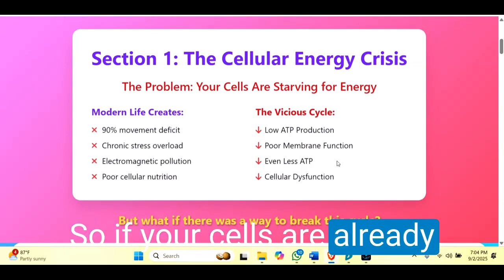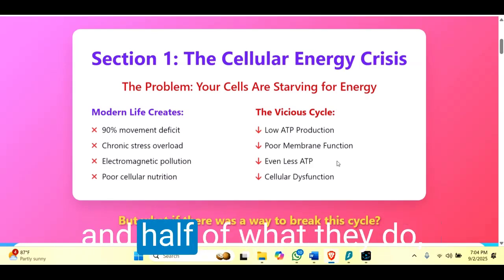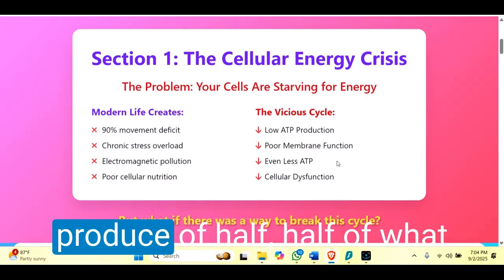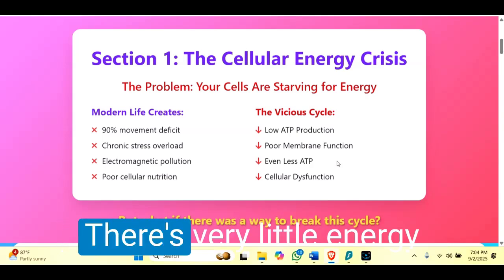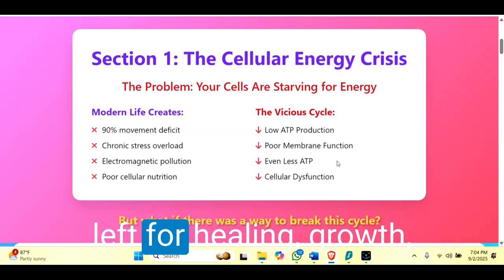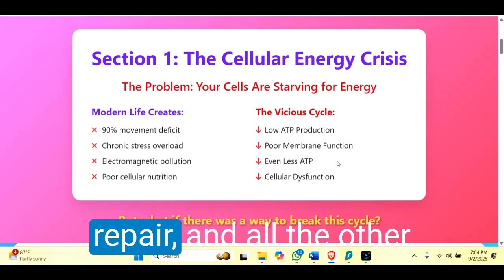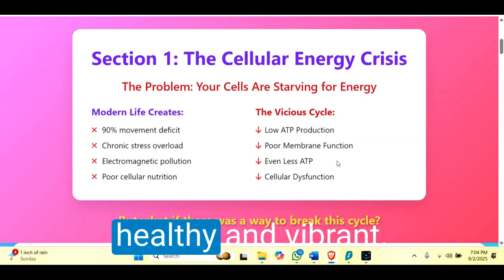So if your cells are already struggling to produce ATP, and half of what they do produce gets used just for basic maintenance, there's very little energy left for healing, growth, repair, and all the other functions that keep you healthy and vibrant.